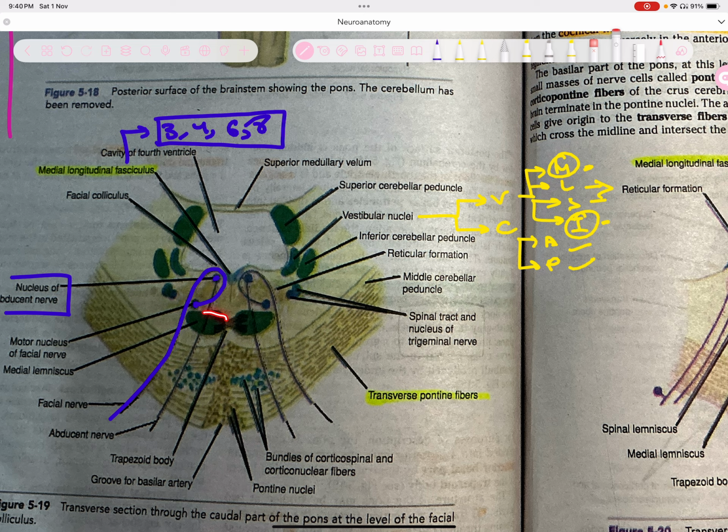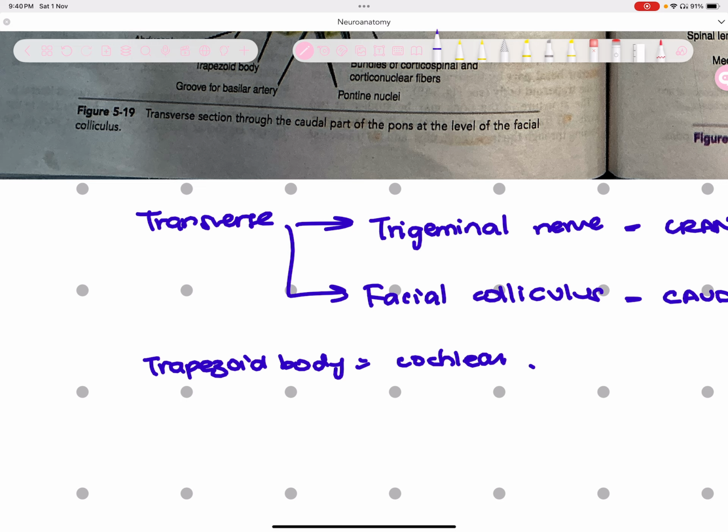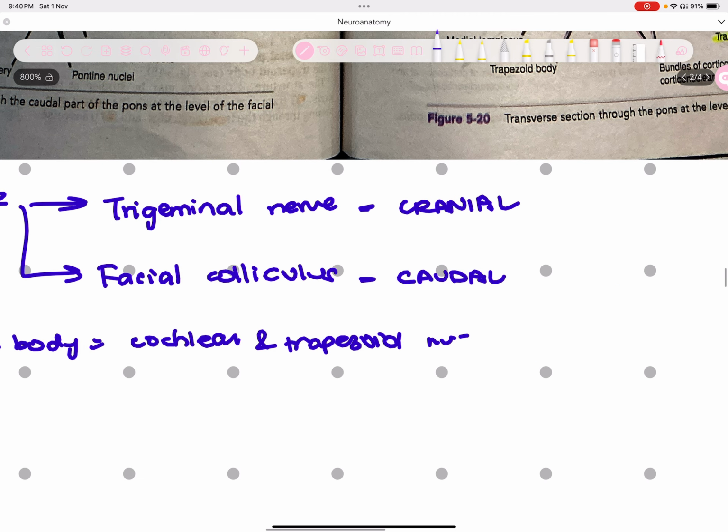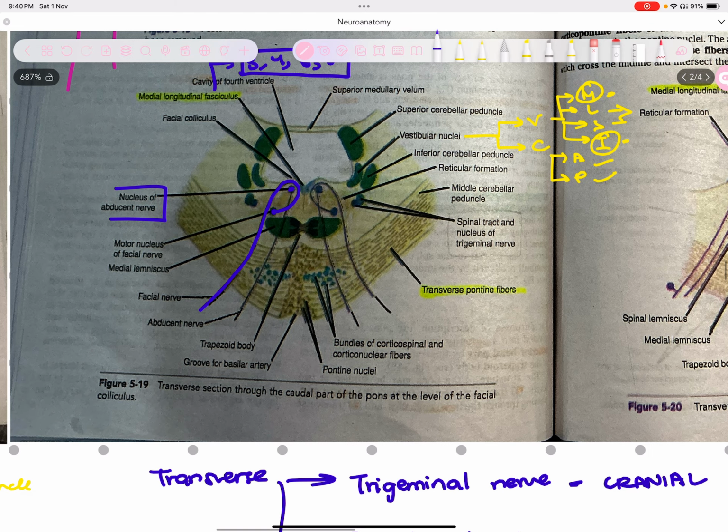And this is your medial lemniscus, very important. Medial lemniscus, basically, these are the fibers from your dorsal pathway. And then in the center, you'll see the trapezoid body. The trapezoid body actually contains your cochlear and trapezoid nuclei. So, what does your trapezoid body contain? It contains the cochlear and trapezoid nuclei. So, this is what your trapezoid body contains, right? So, yeah, we've covered everything.